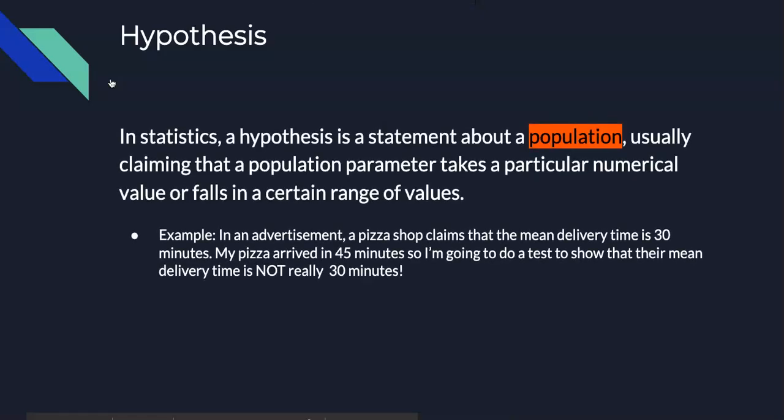And if it is not 30 minutes, what do I believe, do you think? If they say it's about a 30 minute delivery, and my food arrived in 45 minutes, what I assume is that their delivery time is not really 30 minutes, but actually longer. That's what I believe, right? So when you get an observation that makes us wonder about the claim about the population parameter, then we start getting these assumptions about something else.